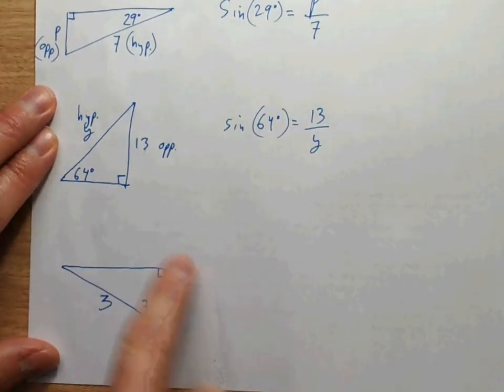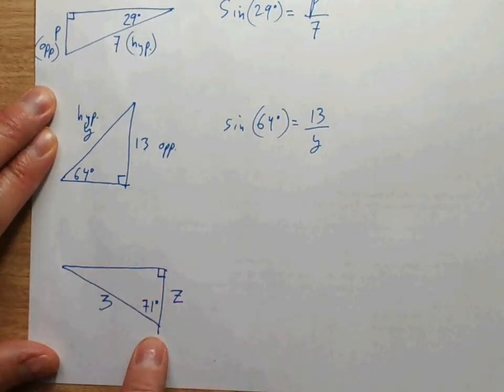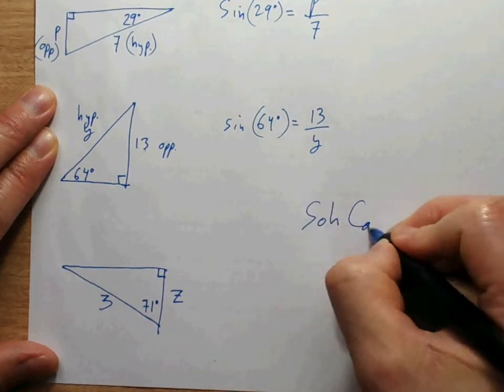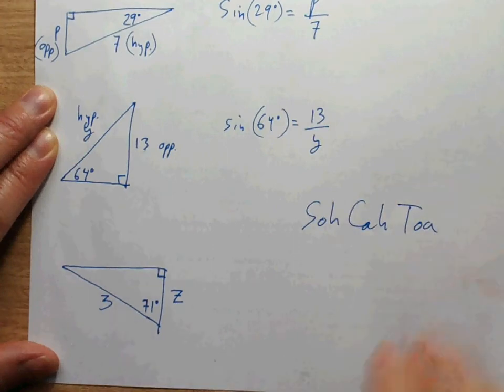See if you can figure out how to set up a trigonometric equation using this. And I covered up SOHCAHTOA. You remember how to spell it? Yeah, so it's SOHCAHTOA, like that. Set up your equation.